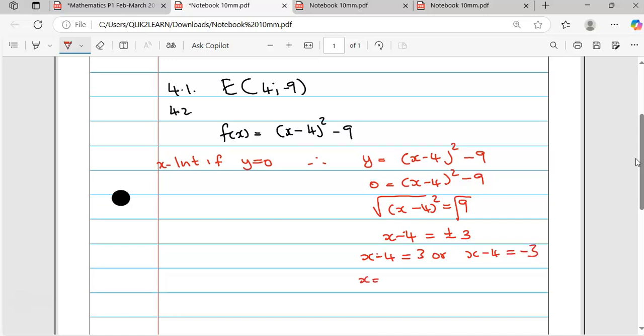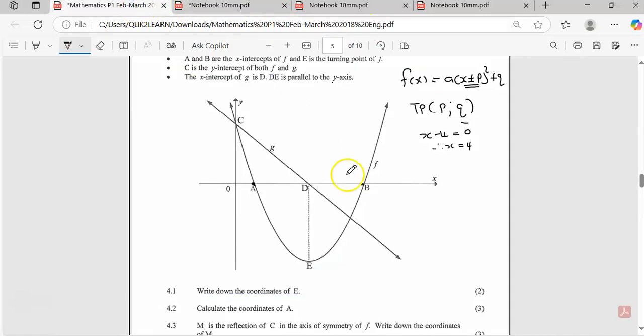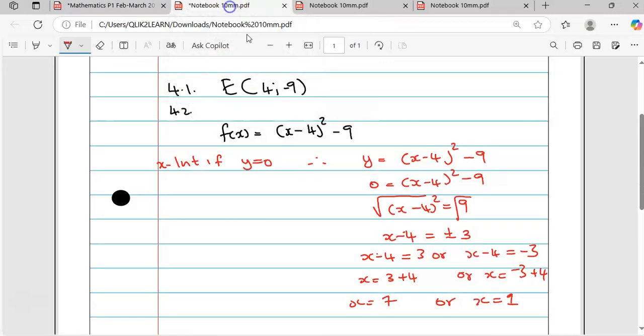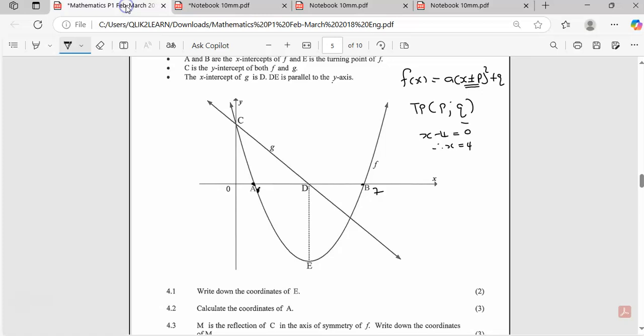Solving for x, the 4 moves to the other side as positive, on both sides. So the value of x is 7, or the value of x is 1. If we go back to the graph, we can check: this point is 1, and that point is 7. So B is (7, 0) and A is (1, 0). So now we have A as (1, 0), and we have answered the question. How many marks? 3 marks.